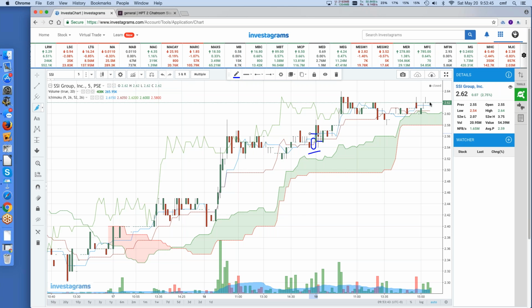But if you want to cash in because you're a short-term trader and you don't want to hold securities over the weekend, you would sell this. But technically, you should still be holding this because a 5-minute chart is telling you that this is still bullish.